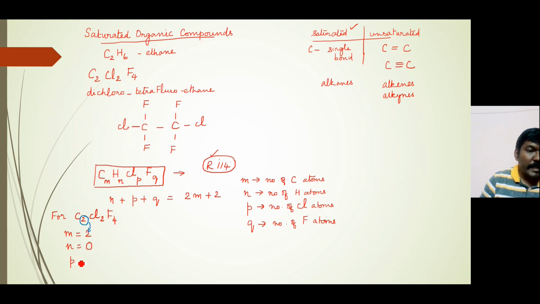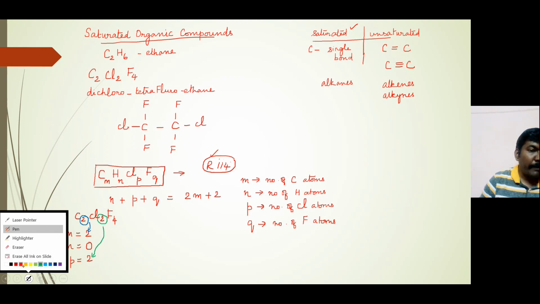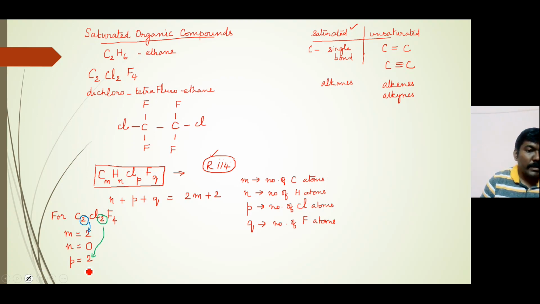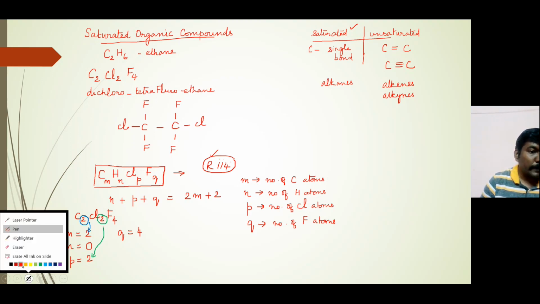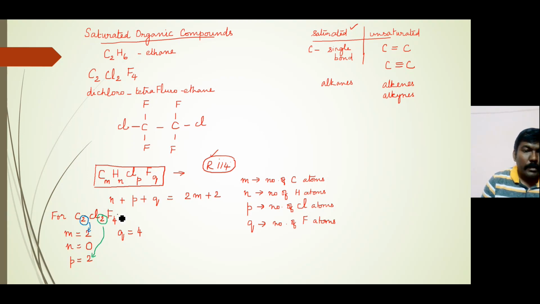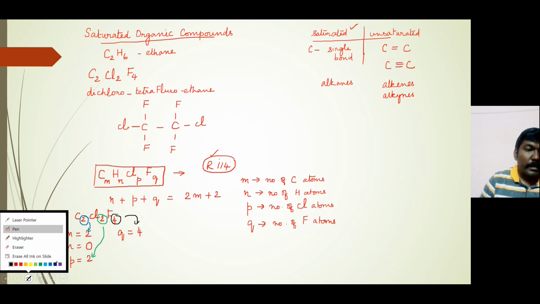And P represents the number of chlorine atoms. So the number of chlorine atoms here is 2. Let me highlight that too. And then we have the fluorine atoms, which is represented by Q, which is equal to 4. So the number of fluorine atoms here is 4.